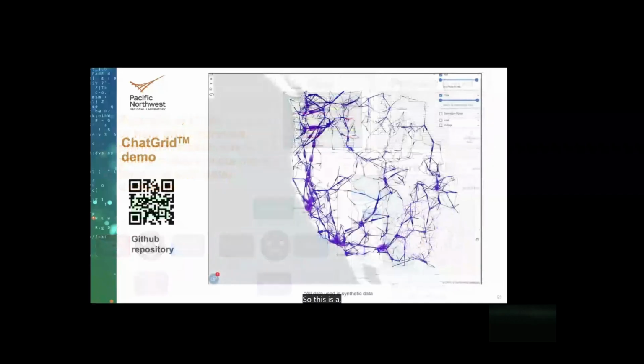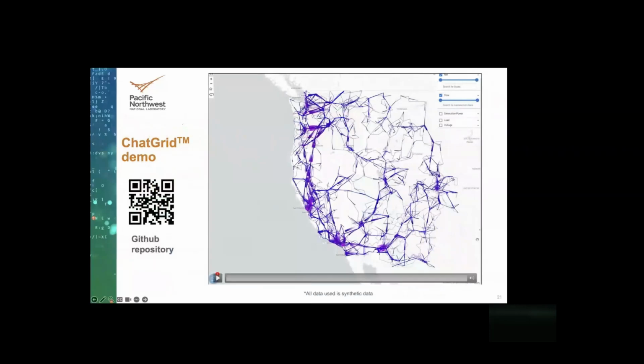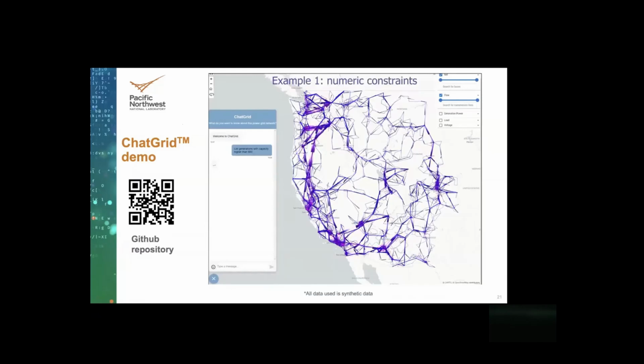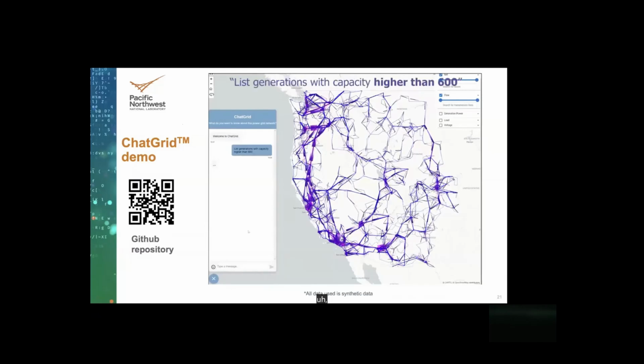Okay, I'm going to present a quick demo of ChatGrid. We asked ChatGrid some questions on the data that we were using. Remember, I mentioned this is a synthetic model of the Western electric grid, and we are asking it a bunch of different questions.